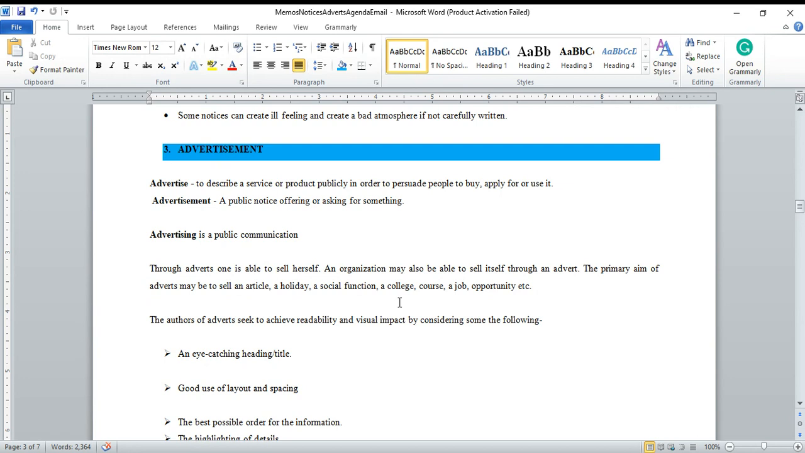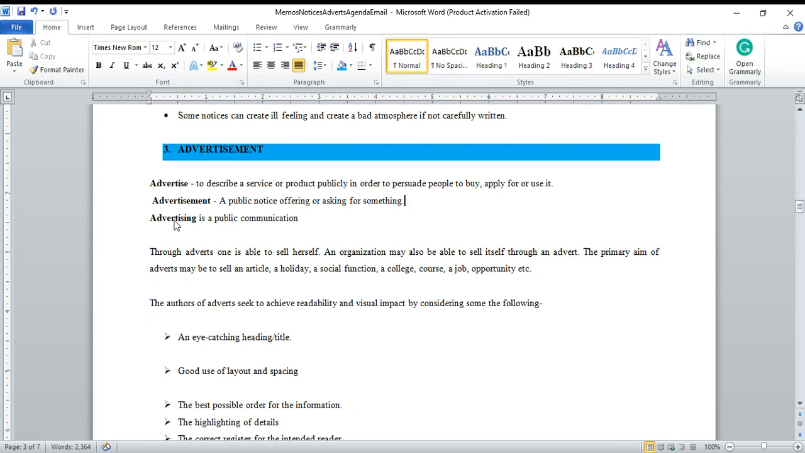In this case, you are making the public or the consumers aware of the usefulness or of the need of using this service or product. Okay, now a service can be something like teaching, banking, insurance. Then a product can be something tangible, such as a bulb, a vehicle. Then advertising is public communication. Meaning that you're communicating to everyone through adverts.